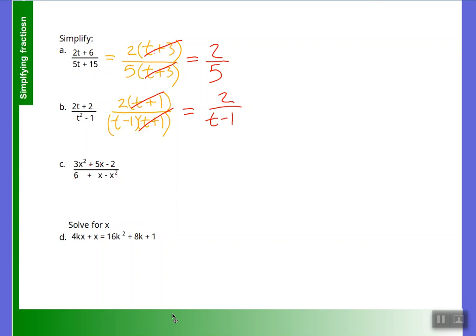So, do I have a volunteer who can factor the numerator, please? All right. So we're gonna go with Ashlyn. In parentheses, 3x minus 1, and then x plus 2.